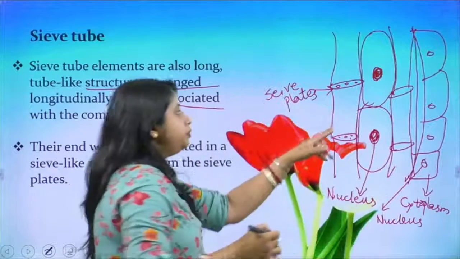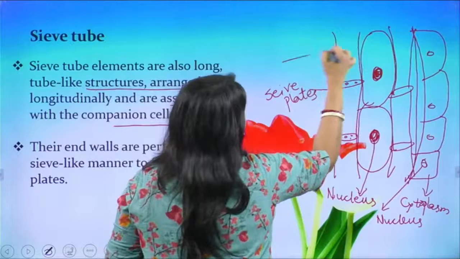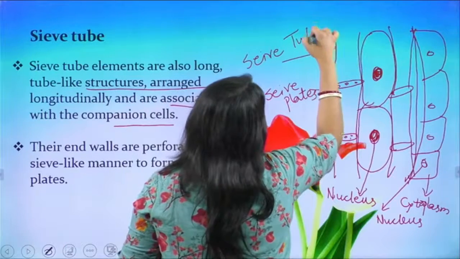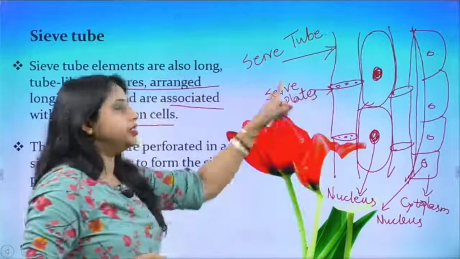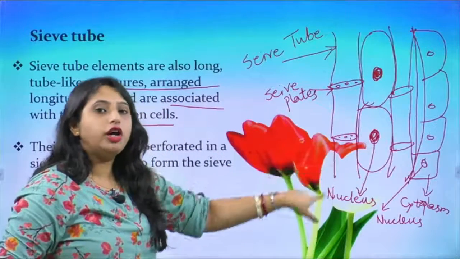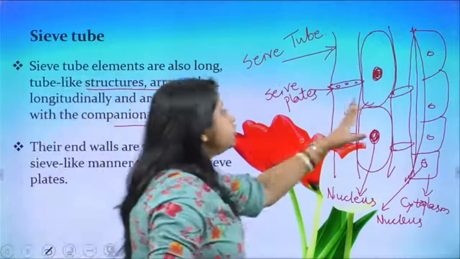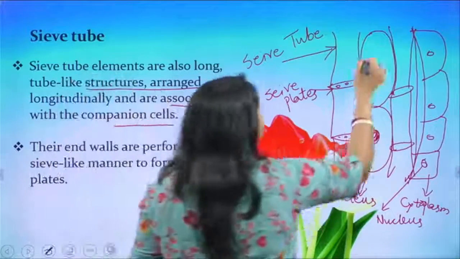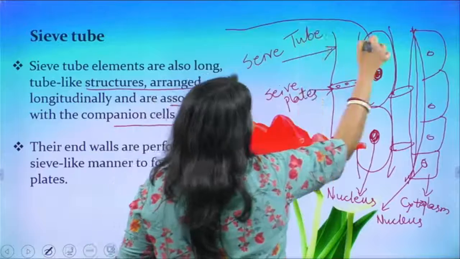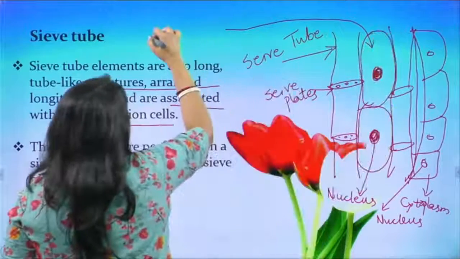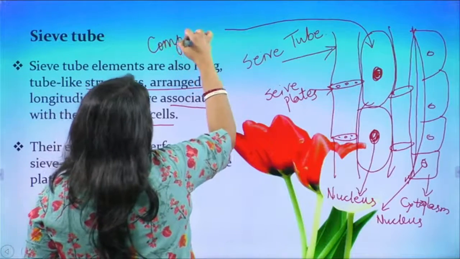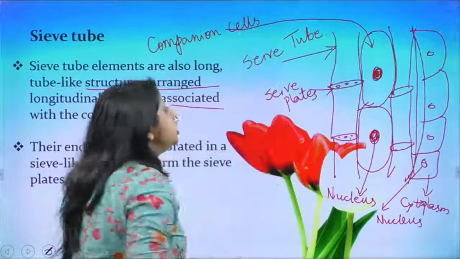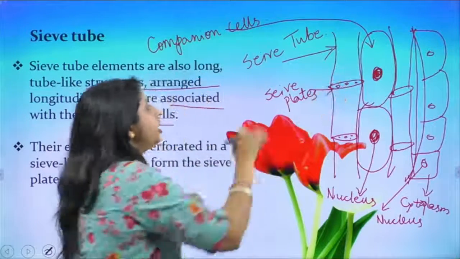This sieve tube, this one is your sieve tube, which is lacking the nucleus. This sieve tube, they do not have their nucleus. So they need to share the nucleus with the companion cells. So these large cells which you can see here, these cells are your companion cells. Alright.